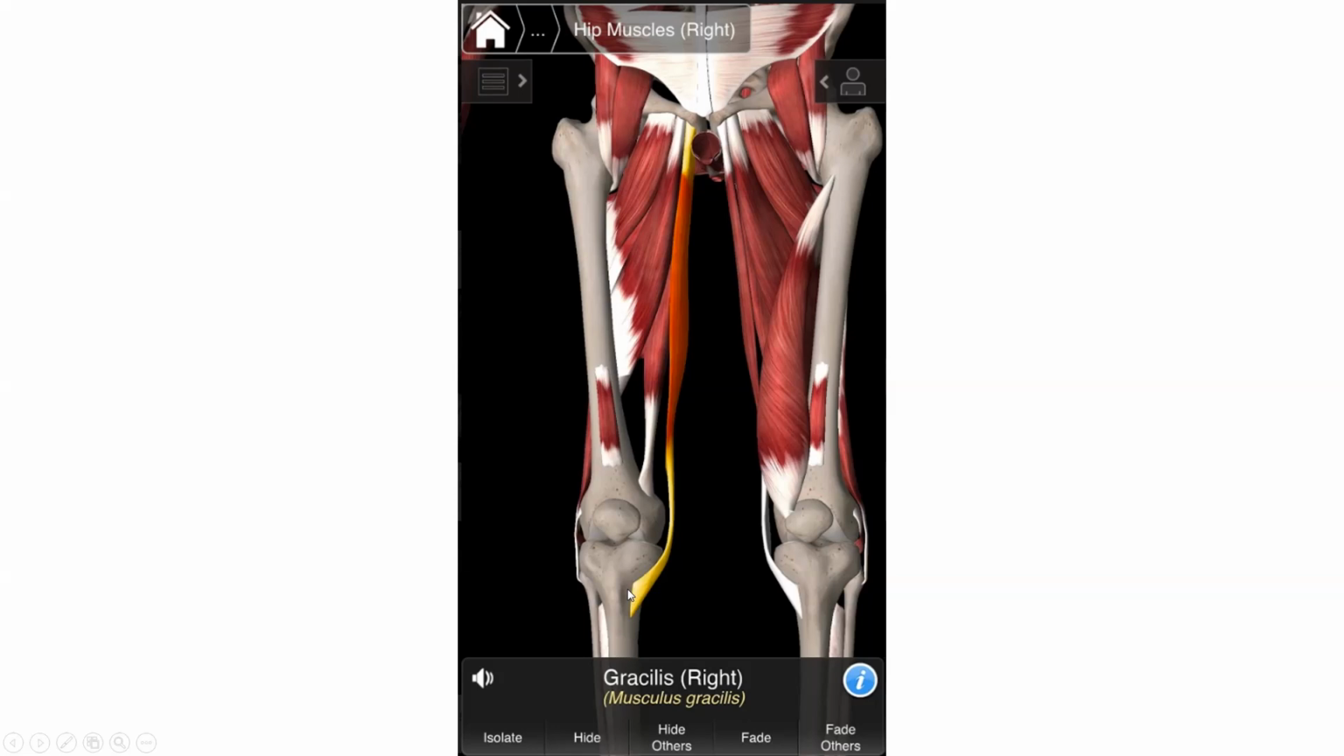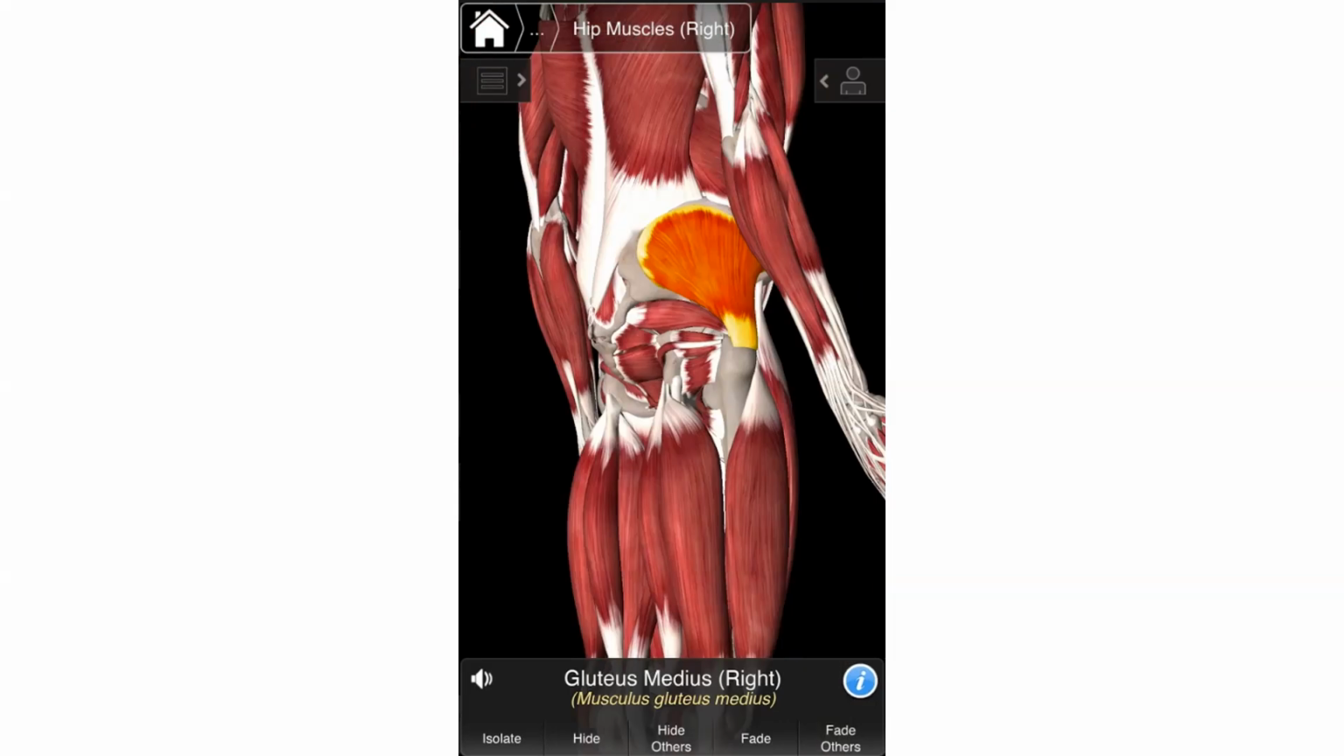So Gracilis is going to be involved in adduction and then flexion. So adduction and flexion. It is the longest of the adductor muscles, and it'll be pretty obvious when we get to the plastic model this week. It's one of the easier ones to find because it's the most medial of them as well. All right, and then two more.